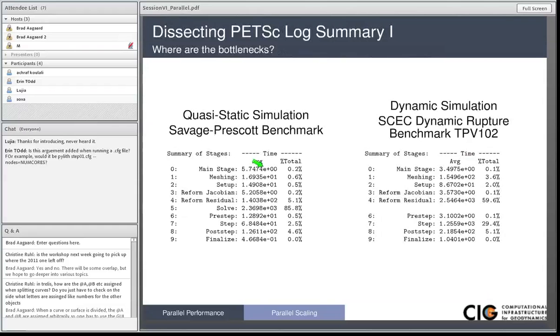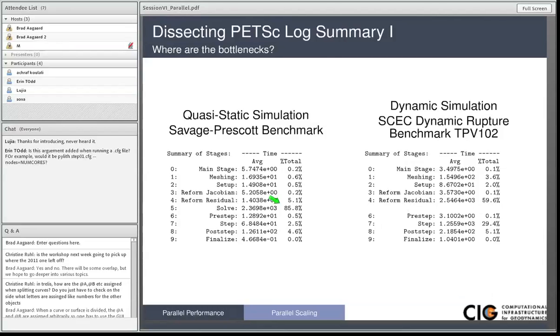Okay, let's look at a PETSc log summary in a little detail to get information about what's going on when we do these larger runs. On the left side, I'm extracting a small piece of the PETSc log summary from running the Savage and Prescott benchmark that's discussed in the manual as well as our PyLith paper. You'll see in this case that 85% of the time is spent in the solve.